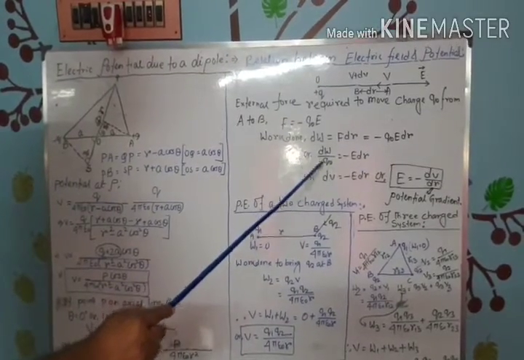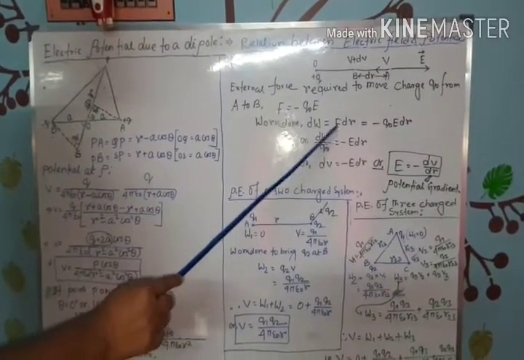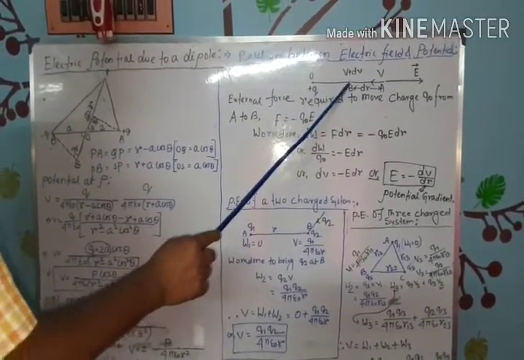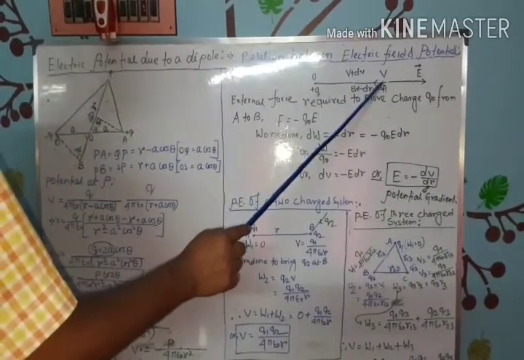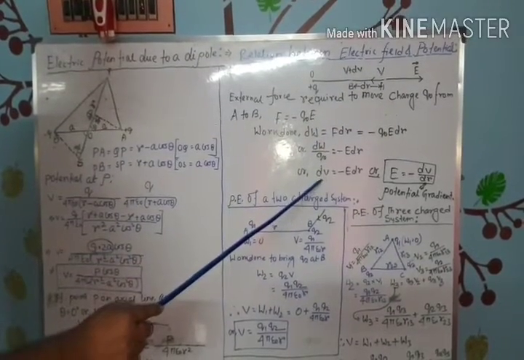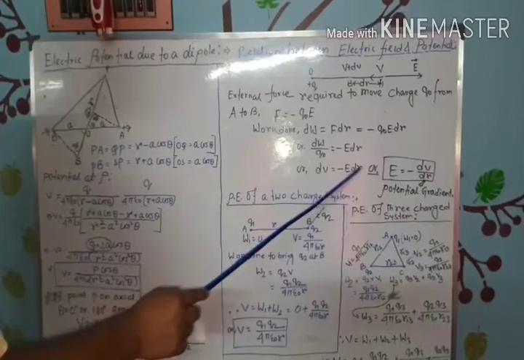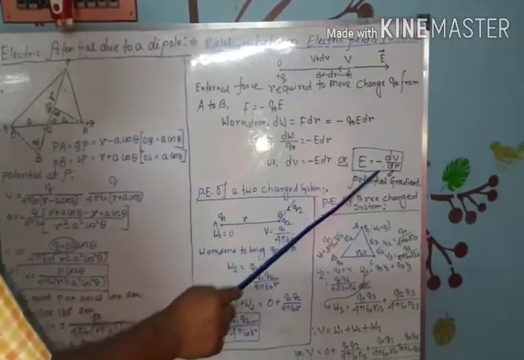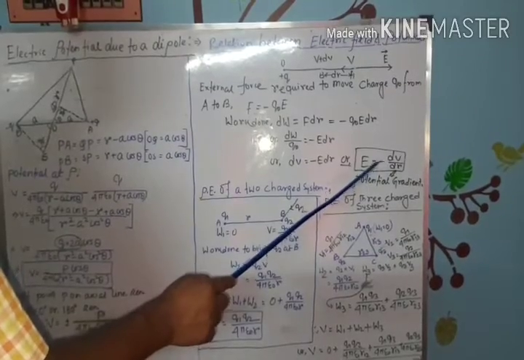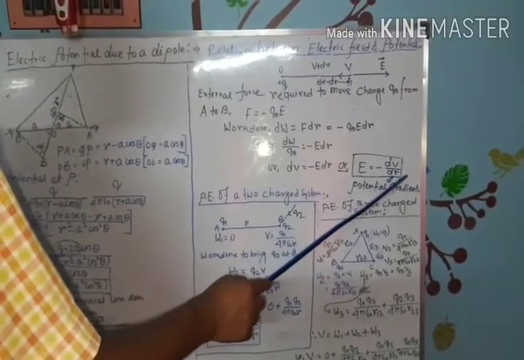What is this? This is the work done per unit charge to move the charge Q0 from A to B, which represents the potential difference between the points A and B, which is dV. So dV equals minus E dr, or E equals minus dV by dr. So this is the relationship between electric field and electric potential.